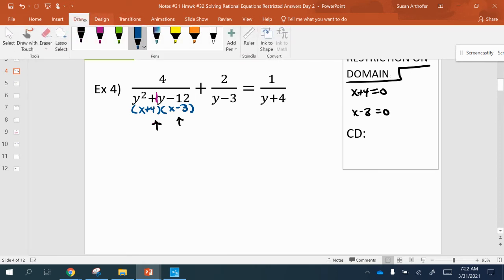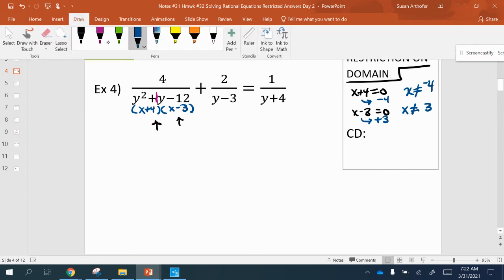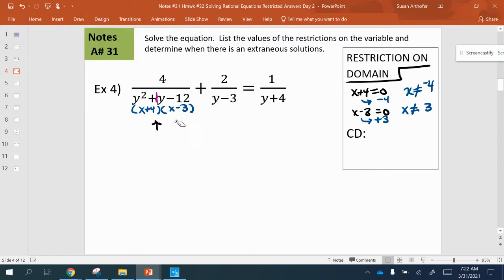So if I were going to pop the 4 over, I would subtract it. So x cannot equal negative 4. Now on this one, if I were going to pop the 3 over, I would be adding it. So x also cannot equal a positive 3. So when we get to our answer, we have to make sure that we don't get a 3 or a negative 4, otherwise it fails.